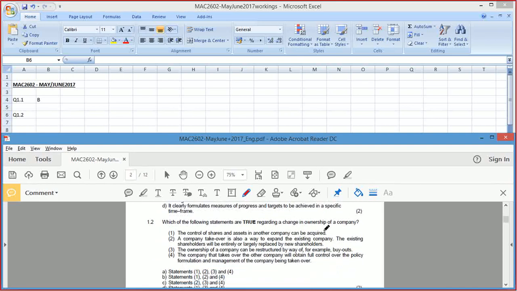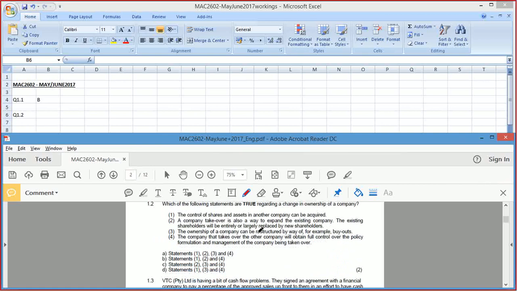Okay, 1.2. Which of the following statements are true? So true meaning there could be ones that are false. You have options to choose multiple answers. Number 1. The control of shares and assets in another company can be acquired. Can you? Yes, you can. You can buy shares in other companies, and you can also buy assets in other companies. So if I buy an asset from another company, that's definitely something that you could do.